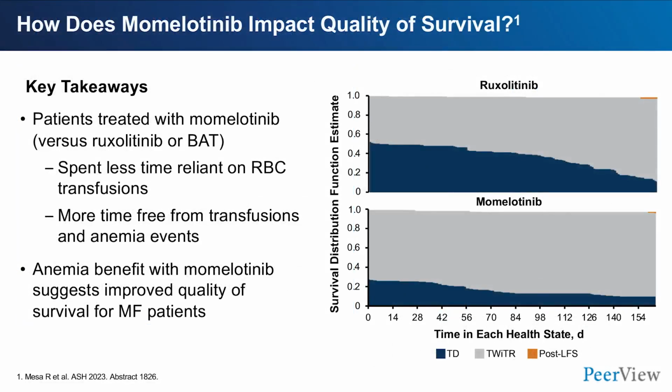We also investigated momelotinib with the aim to evaluate the impact on quality of survival in these patients by integrating transfusion dependency with survival data. The blue represents the rate of patients who are transfusion dependent, and the gray those with the time without transfusion reliance. You can see here that patients treated with momelotinib spend less time reliant on red blood cell transfusion and more time transfusion-free with respect to those who receive best available therapy or ruxolitinib. It is a merge of the SIMPLIFY-1 and SIMPLIFY-2 studies. Basically, the anemia benefit with momelotinib suggests an improvement in the quality of survival in patients with myelofibrosis.